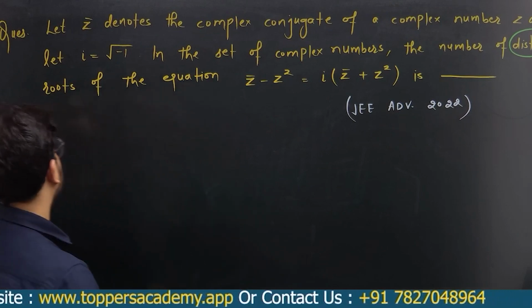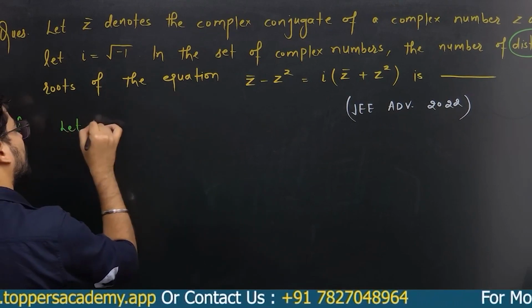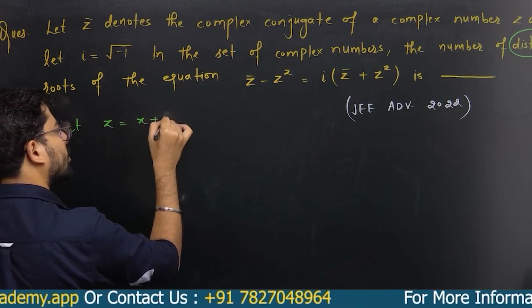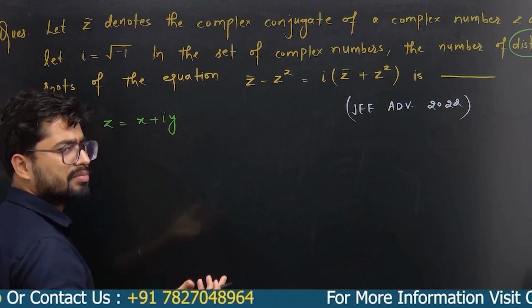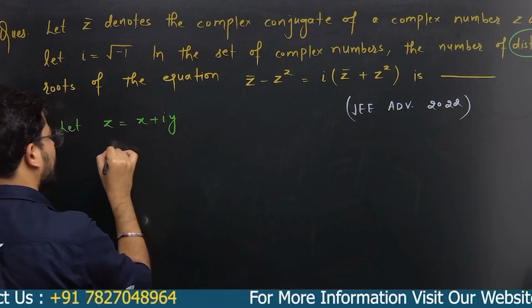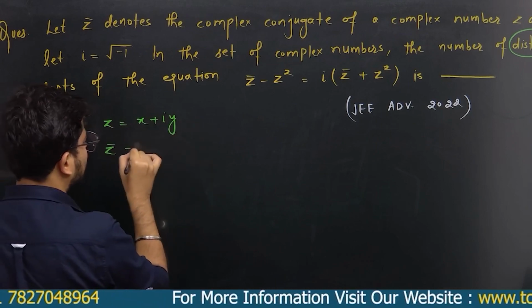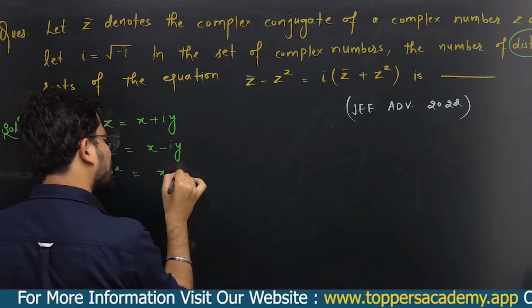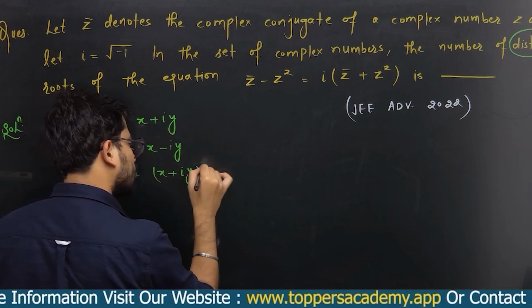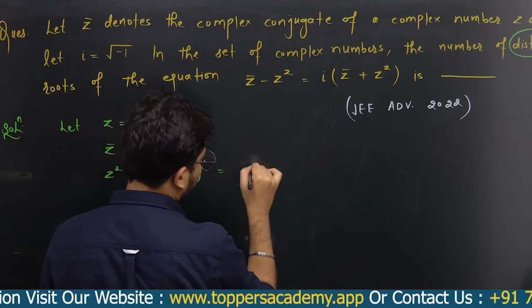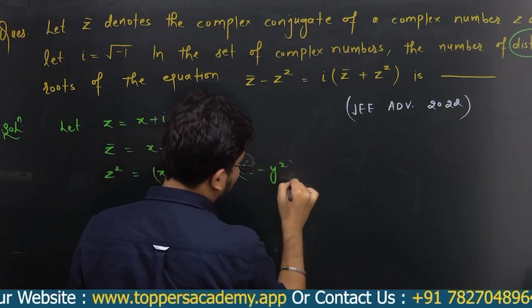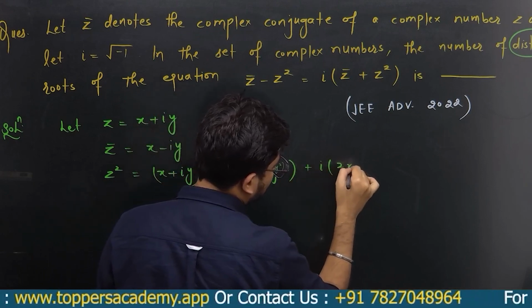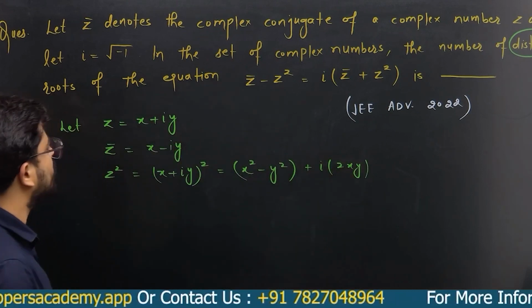Okay, so sir, let's say z is equal to x plus iota y. Okay, very basic method. z is equal to x plus iota y, z bar is equal to x minus iota y, z square is equal to what? z square is x plus iota y whole square. So when you take the square, you can say x square minus y square, okay, plus iota times 2xy. Got it? So that is your z square.